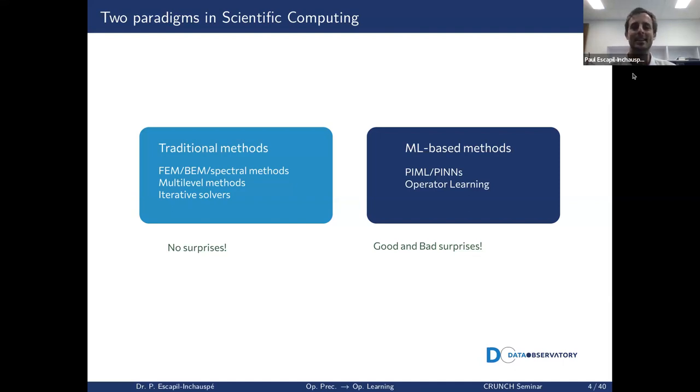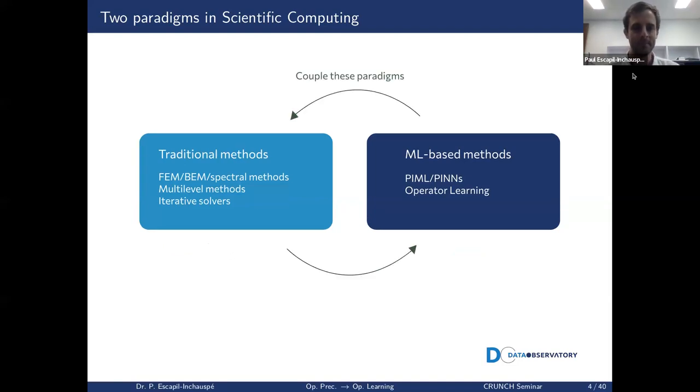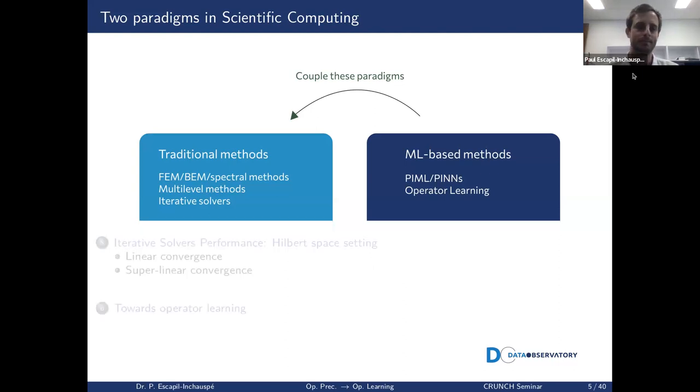And with the new machine learning based methods, in general, you can have some very good surprises. You can break the curse of dimensionality sometimes. You can get some very impressive results, but you can also get, let's say, bad surprises, in the sense that sometimes, for example, with the training or the hyperparameter selection, you can get troubles and it does not converge and you do not understand why. So it is a challenge for both communities to try to couple these paradigms together and get what is best from each one.